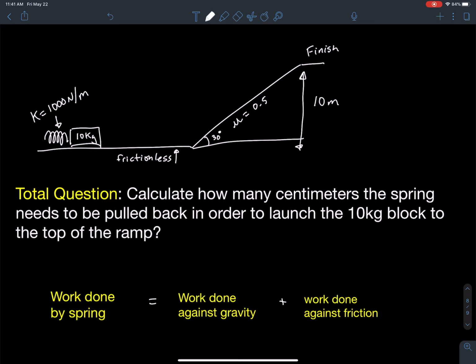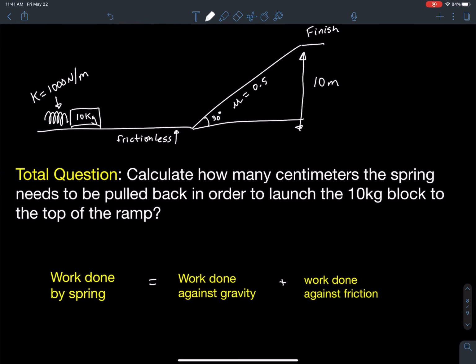We have to remember, how do I calculate the work done or the potential energy of a spring? The formula for that is 1/2 kx squared, where k is the spring constant, the stiffness of it. x is the displacement, and that's what we're looking for in the problem. We're trying to solve for x. And then how do I do work against gravity? Work against gravity is going to be mgh, assuming that we're on Earth. The acceleration of gravity is 9.81, and the height is 10 meters.